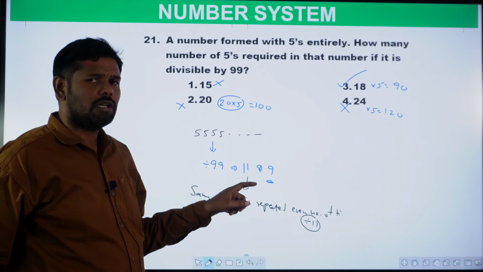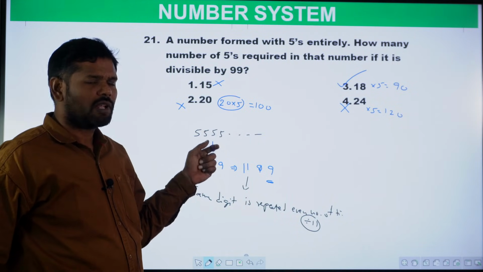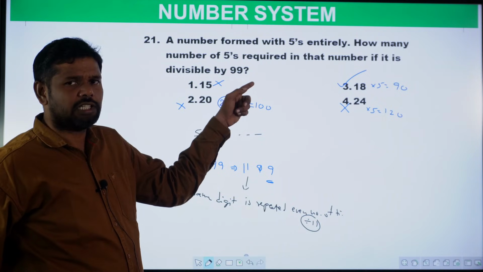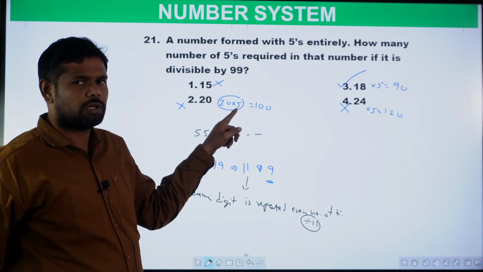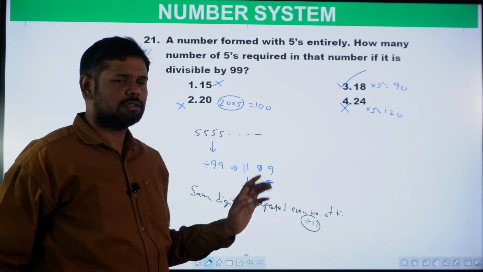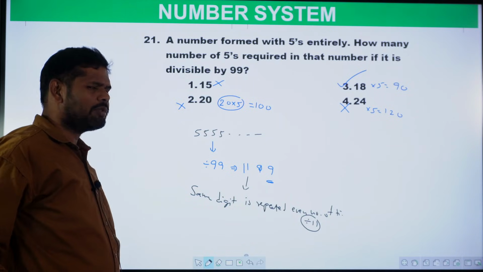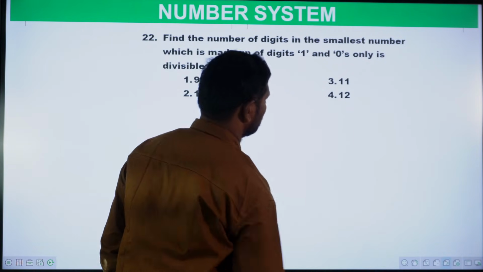Why? Divisibility by 9 means the sum of all digits of that number is a multiple of 9. 15 fives means 75. Is that a multiple of 9? No. That's why eliminate. 25 fives is 125... sorry, 25 is 100, not a multiple of 9. Eliminate. 18 fives is 90, a multiple of 9. That is the answer. That's it. Clear? So options are there. Use options wisely and solve any difficult type of questions also.